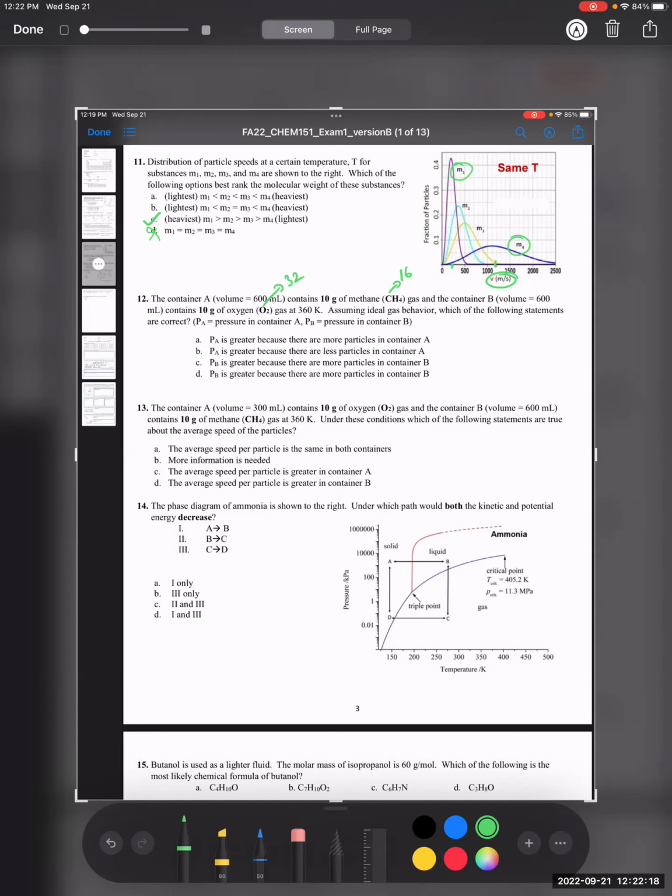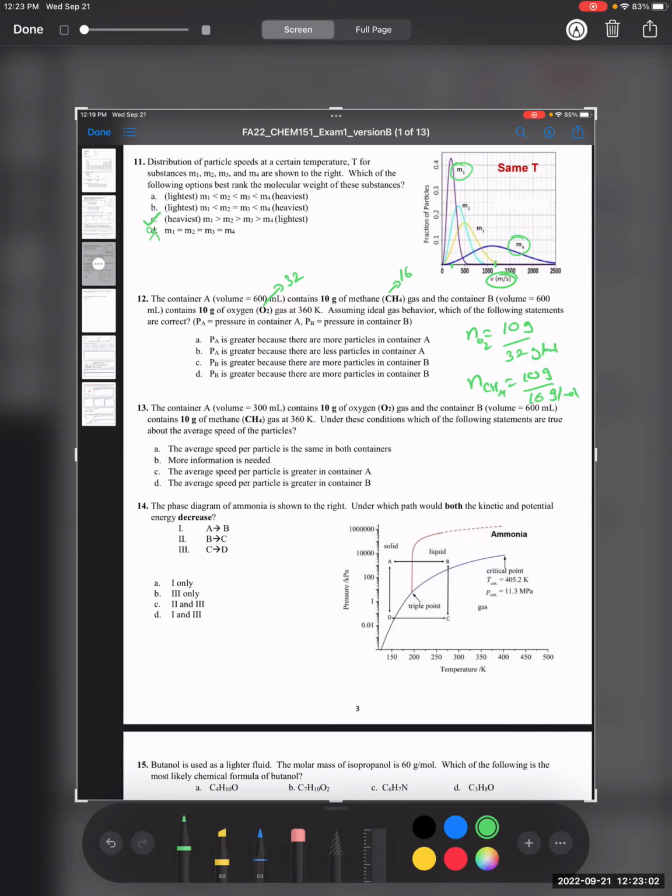oxygen. Because if you want to do it in a different way, the number of moles wise, 10 grams divided by 32 grams per mole for oxygen versus for methane 10 grams divided by 16 grams per mole. Because you have a larger denominator in oxygen, you're going to have a smaller number of moles of oxygen or smaller number of particles of oxygen. All right, now here's the thing. If this is the case, we know that we have more particles of CH4 in container A, meaning container A should have a higher pressure, because the higher the number of particles, the higher the pressure.